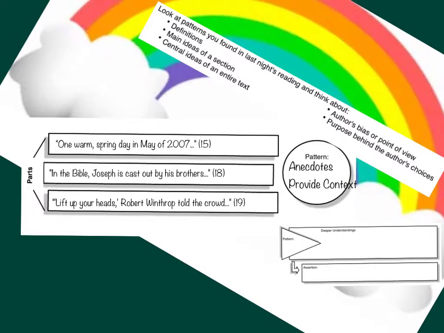Another pattern purpose you might have found was that it engaged the reader, provided or evoked curiosity. Maybe it cleared up misconceptions. So you might have something a little bit different, but that's okay. Here are 3 starting lines from some of those anecdotes in Chapter 1. All right?